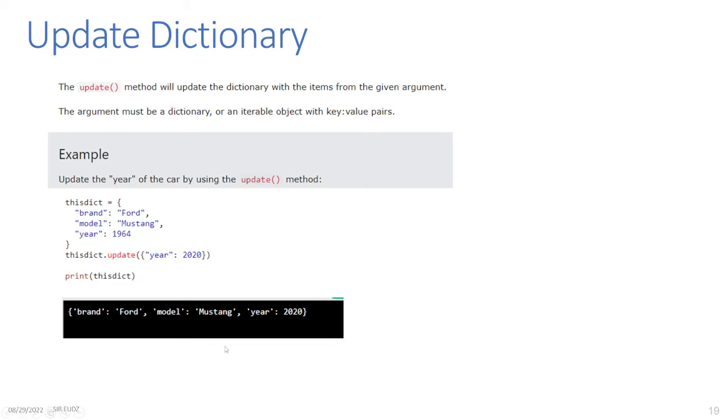Let's say, for example, we have here this dic: brand Ford, model Mustang, year 1964. You can also change this year with this dic.update(), open, close, and then we have here the dictionary. It also must be a dictionary. So year 2020. If we print this dic, it will now update the year to 2020. Originally it was 1964.